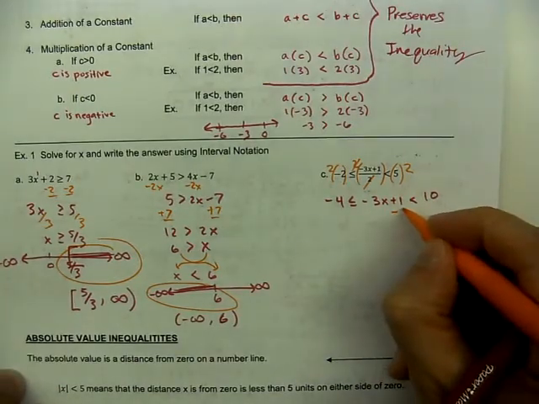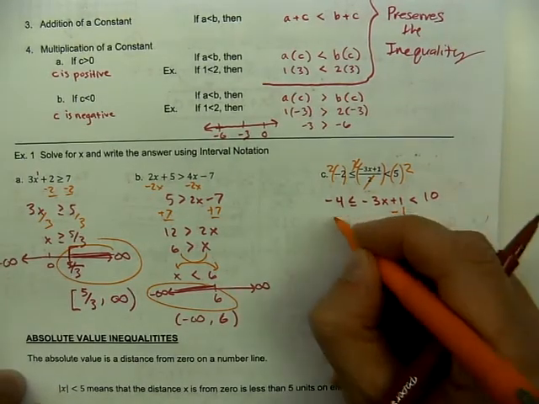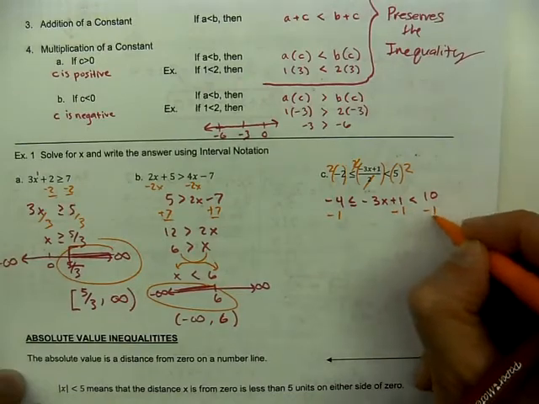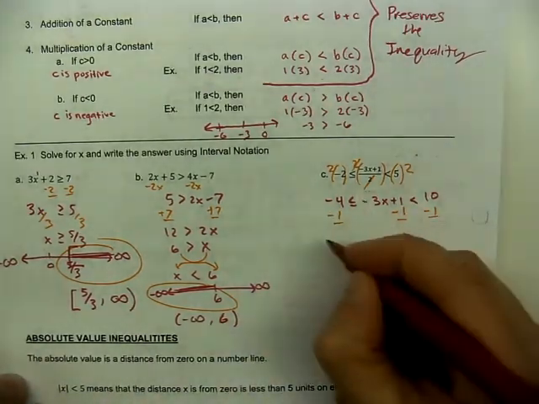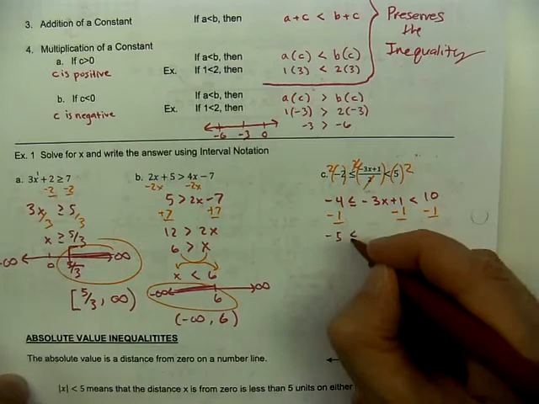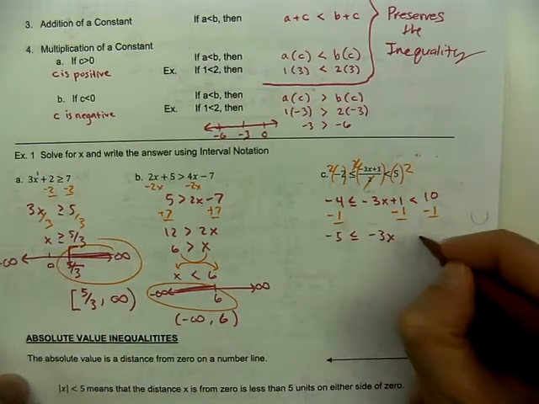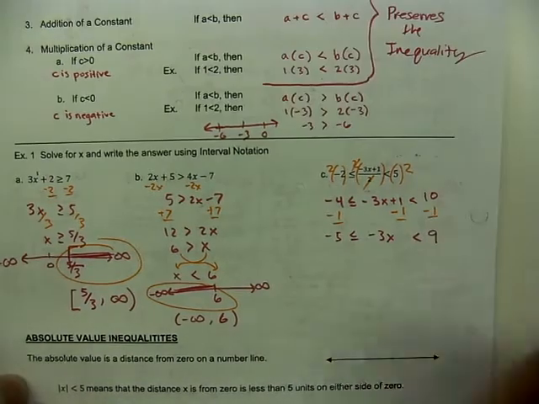We're going to move the constant term away from the middle, so we're subtracting 1 everywhere, on the left, on the right, and in the middle as well. So we have negative 5 less than or equal to negative 3x, which in turn is less than 9.